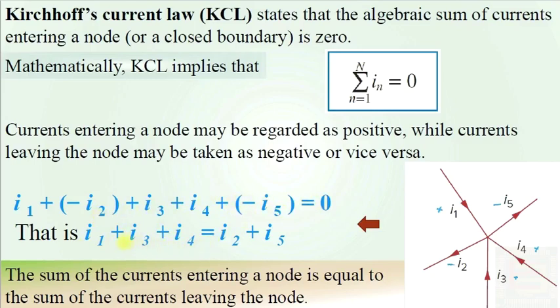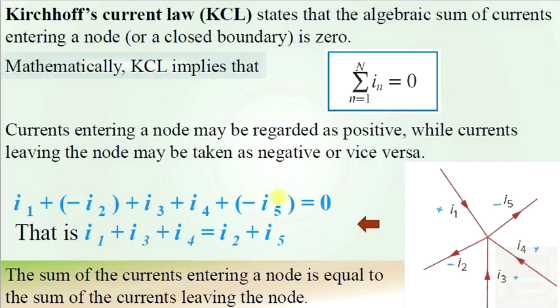If you rearrange these terms, you get this equation: I1 plus I3 plus I4 equal to I2 plus I5. So the sum of the currents entering a node is equal to the sum of the currents leaving the node. You can see that I1 plus I3 plus I4, the total currents flowing into the node, is equal to the sum of the currents leaving the node. That is the gist of Kirchhoff's current law.